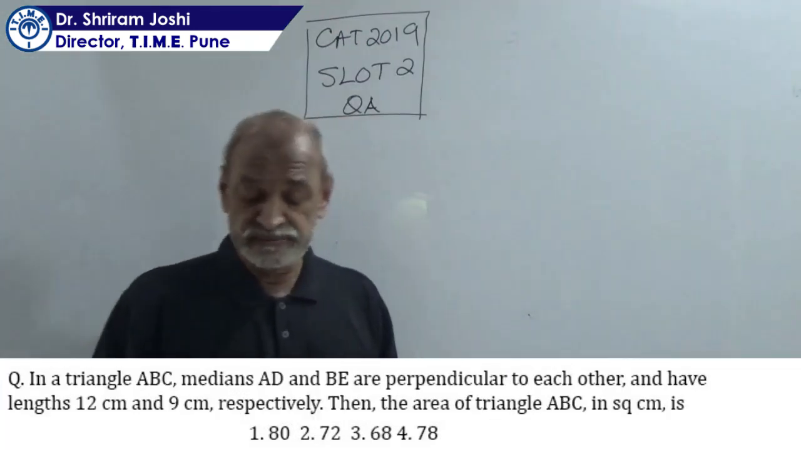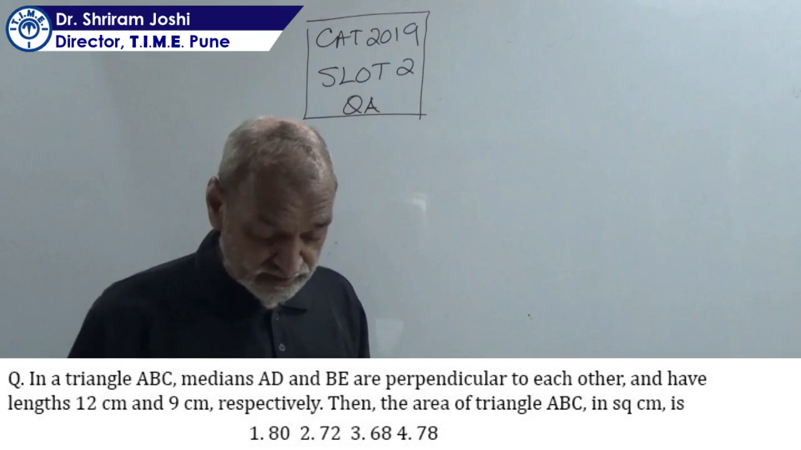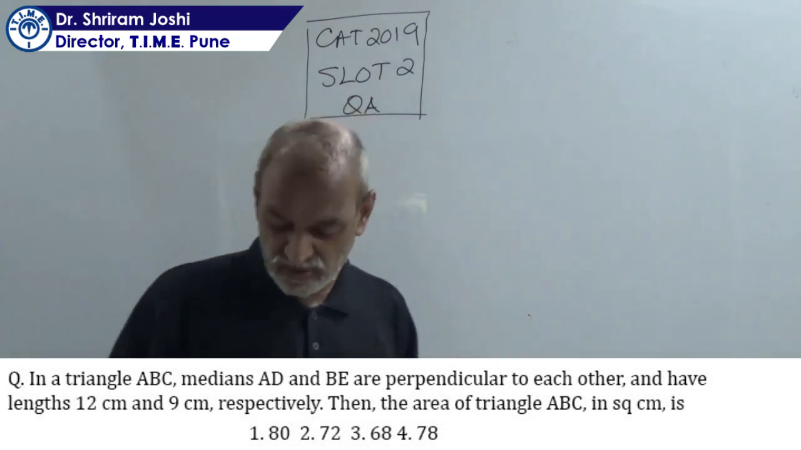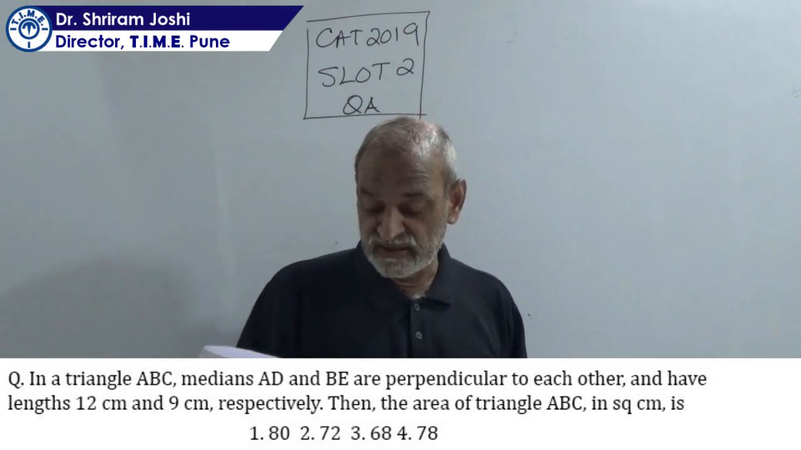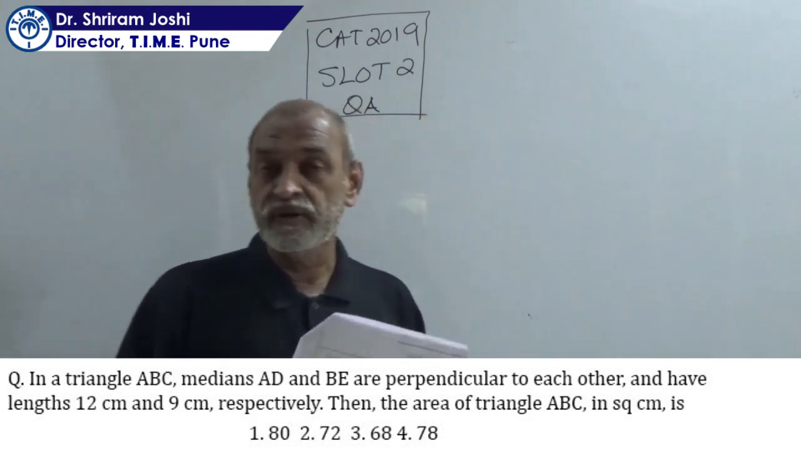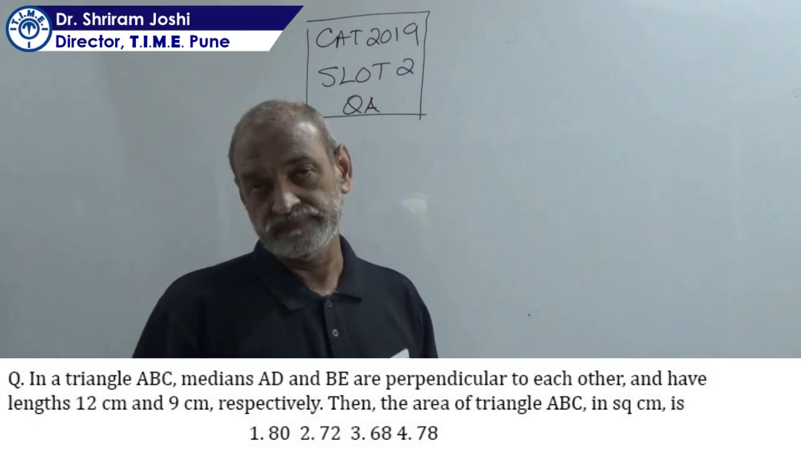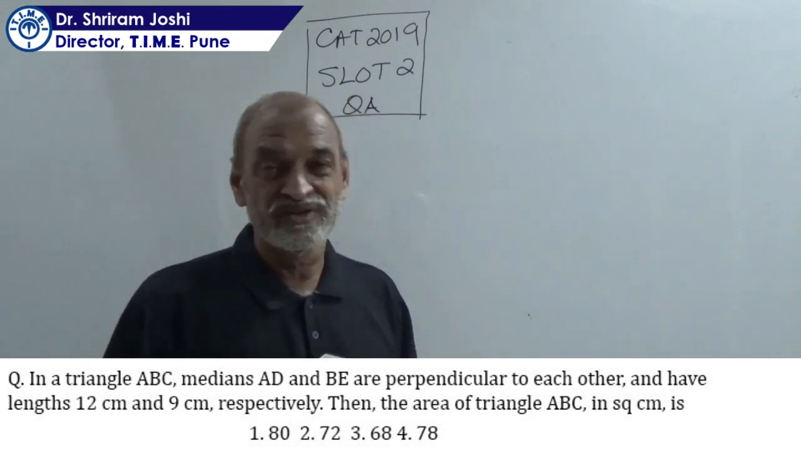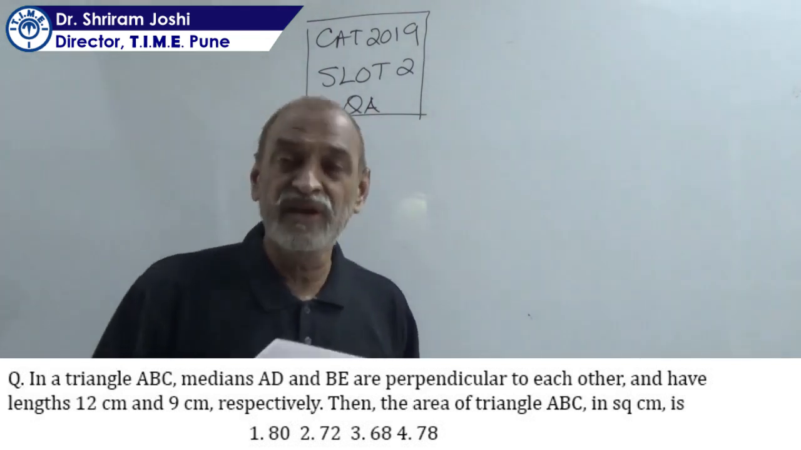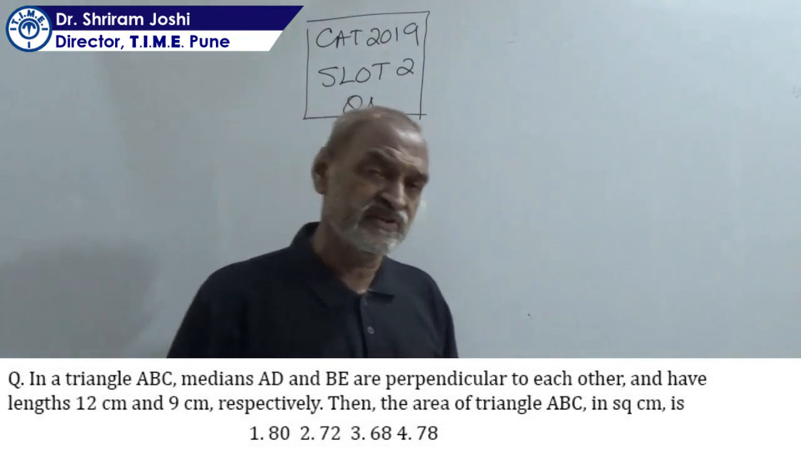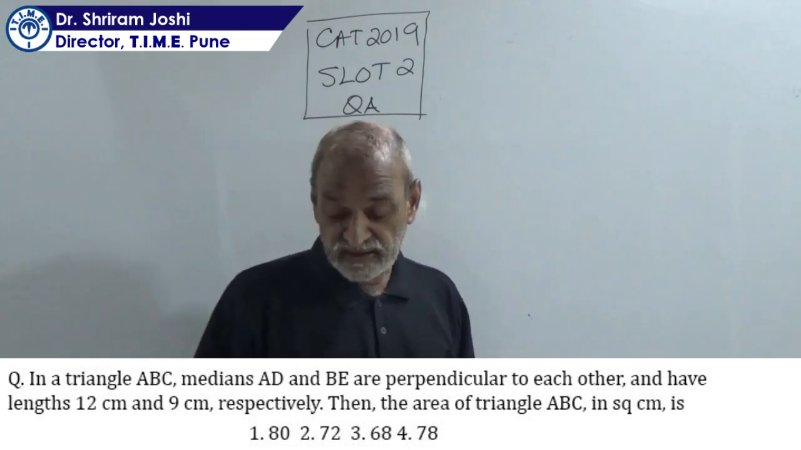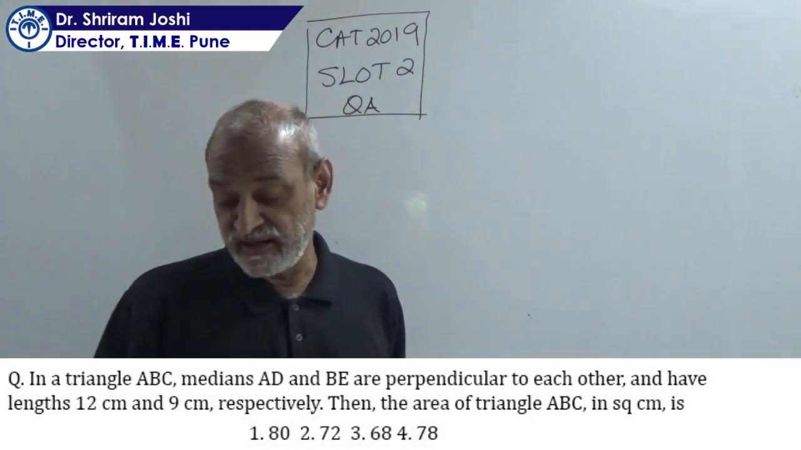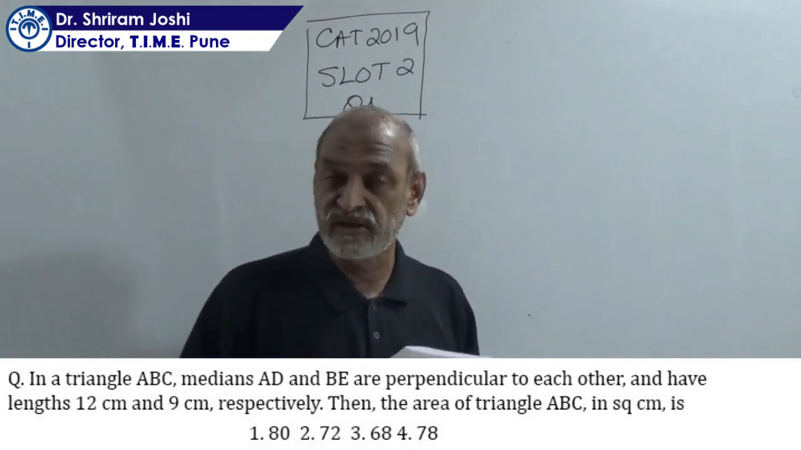Back to geometry. Plane geometry, triangles, medians, perpendiculars, all those kind of good things. In a triangle, medians AD and BE are perpendicular to each other. Please don't draw the triangle. Draw the medians first. Because the medians, when they intersect, divide each other in the ratio 2 to 1. The lengths are also so nice. AD is 12 and BE is 9.